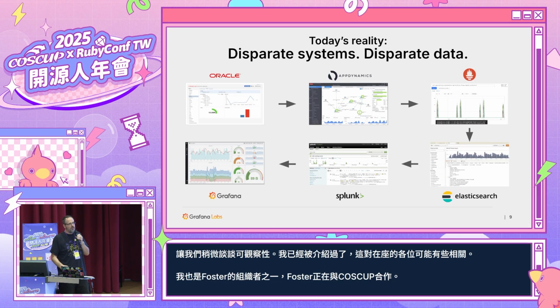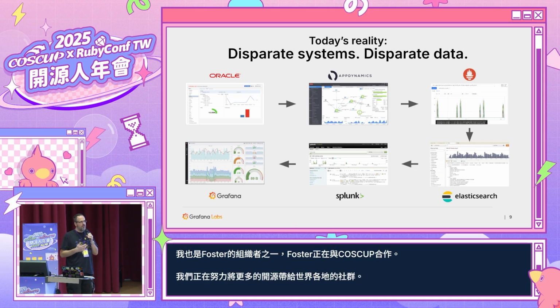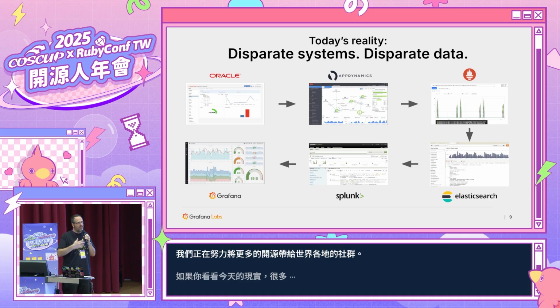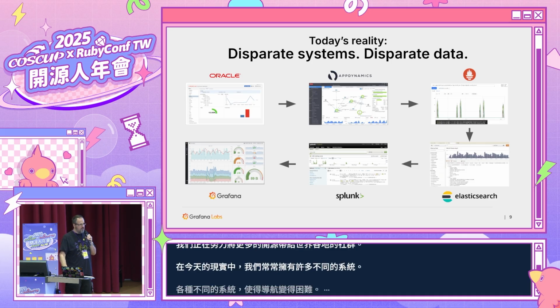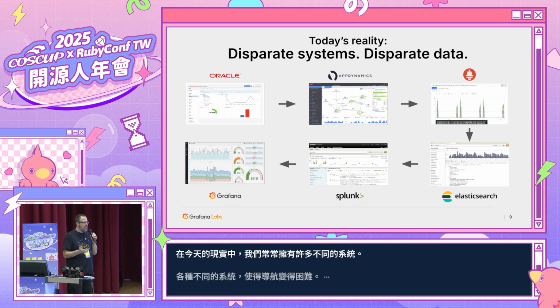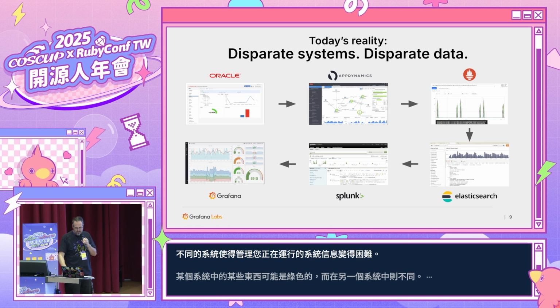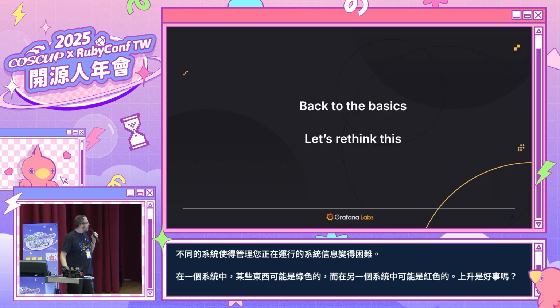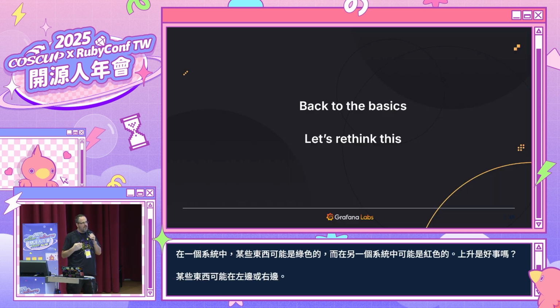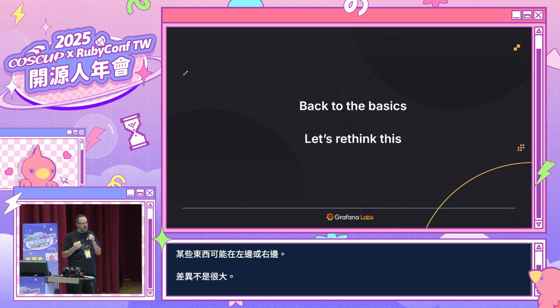So if you look at today's reality, a lot of time you have a lot of different systems and you have disparate systems, and it's hard to navigate information about the systems which you're running. Things might look different. Something might be green in one system and it might be red in another, or go up is good, and maybe something is on the left or on the right in different systems. It's not very great. So let's rethink how we do monitoring, how we do observability, and really start from the basics up.